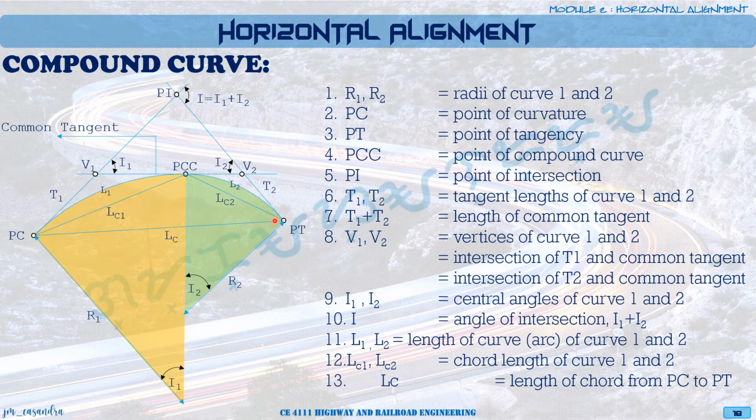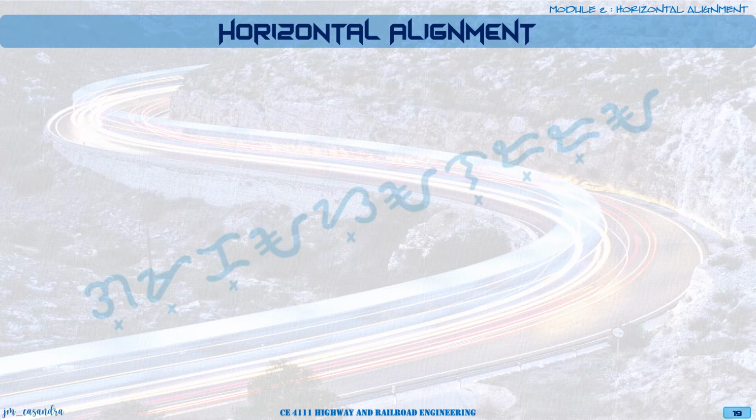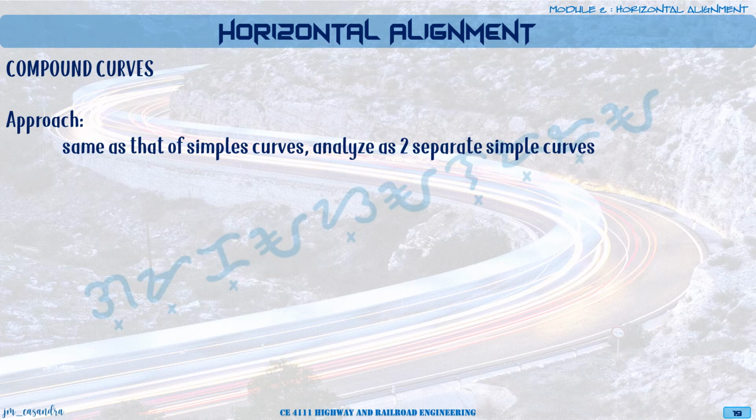So your internal angles, I1 and I2, aside from being taken between the two radii of the curves, are also equivalent to the angle formed between your common tangent and your tangent length. For compound curves, the approach will be the same as the approach for simple curves, except that we are now analyzing two separate simple curves.